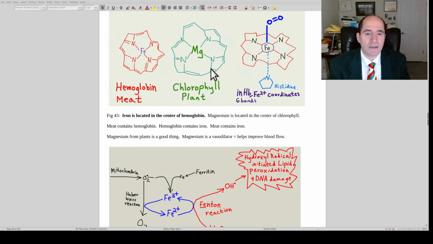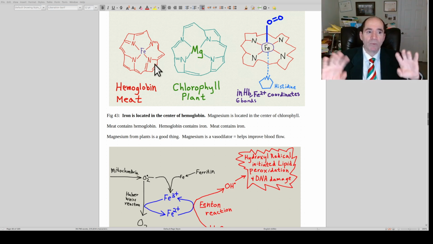But look at the plant in comparison. It's got magnesium in the center. So think about that. Meat, right in the center of its hemoglobin molecule, has something bad, iron. We really are iron overloaded. It's rare, other than, like I said, a menstruating teenage female who might become anemic. Most Americans by far are iron overloaded.